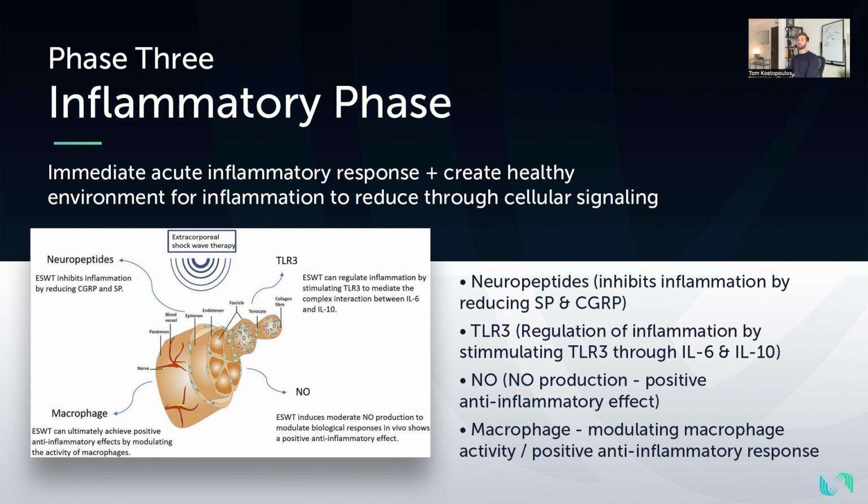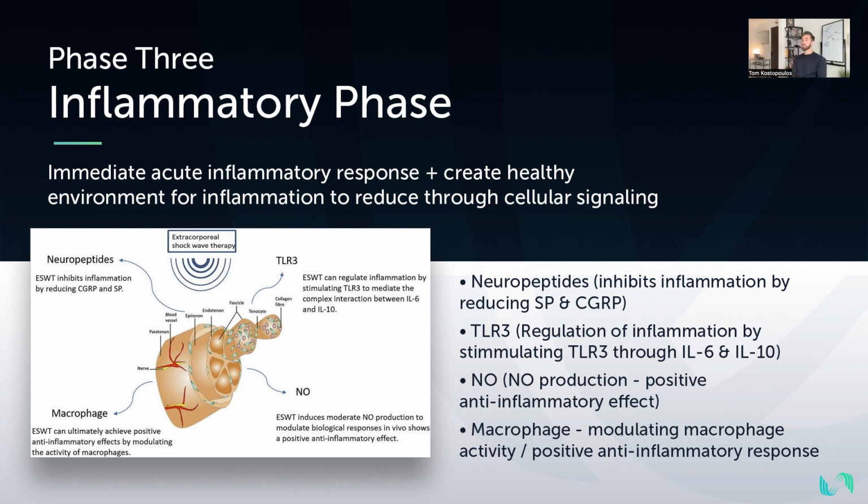The second way is through TLR3, known as toll-like receptor 3, the regulation of inflammation. So we can regulate inflammation by stimulating TLR3, and this is the more complex part. If you know anything about the complex relationship between interleukin-6 and interleukin-10, you'll know that this is necessary in the healing process. By stimulating toll-like receptor 3, we can communicate to interleukin-6 and interleukin-10 that healing needs to take place here. And the third, part of the positive acute inflammatory response, is the production and release of nitric oxide, which is great.